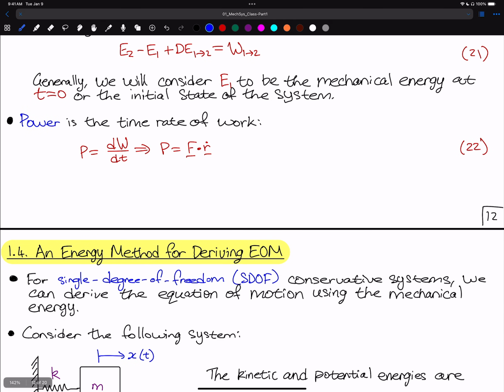Okay, in the next video, we're going to go through an energy method for deriving equations of motion for single degree of freedom systems.